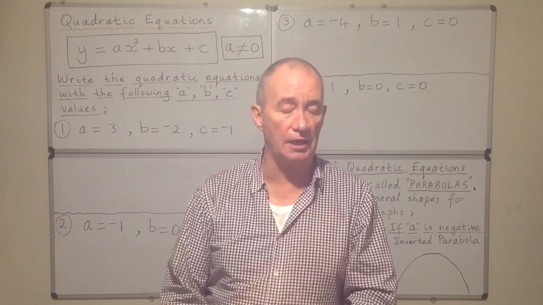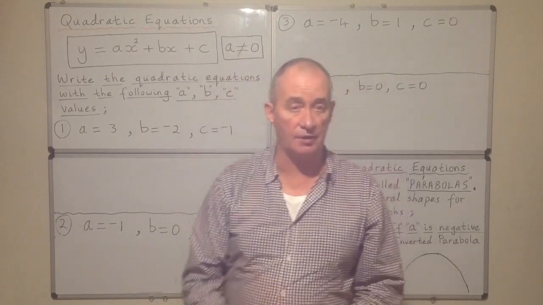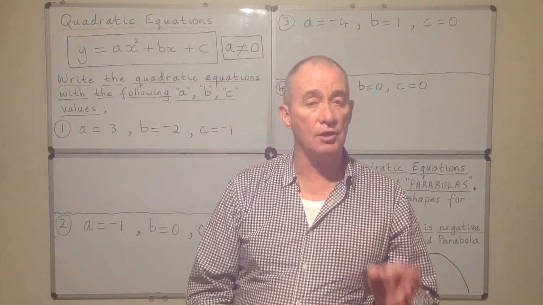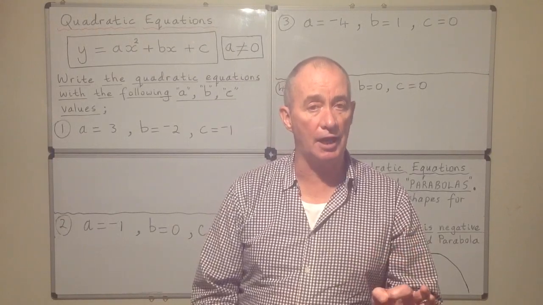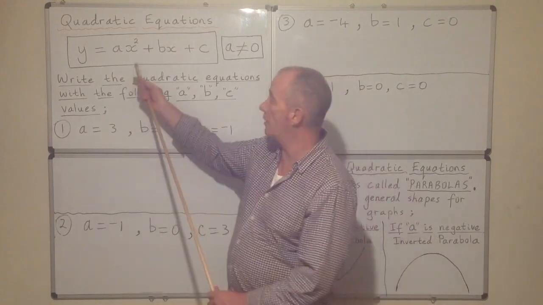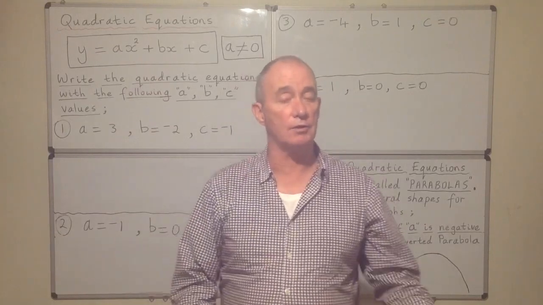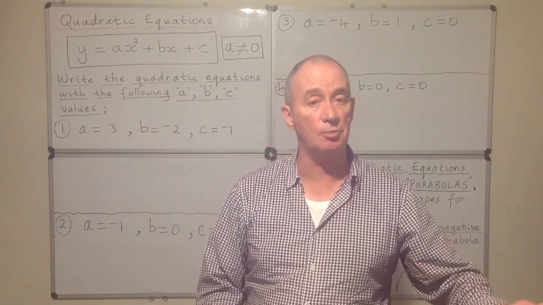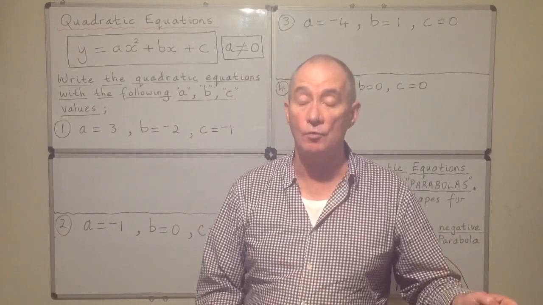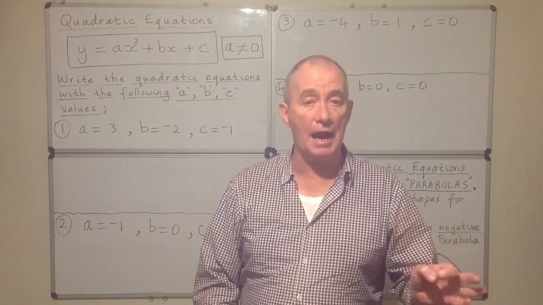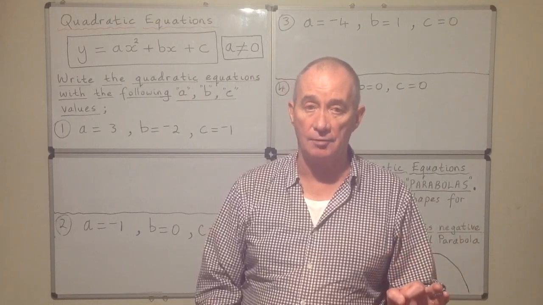A, b and c can be any number values at all, except a is not allowed to be 0. The reason for that is quadratic equations must contain x squared. And if a was allowed to be 0, we would have 0 multiplied by x squared. 0 multiplied by x squared is 0. Which means the x squared term would disappear altogether, and the equation would not contain x squared. Therefore, it would not be a quadratic equation. So, a, b and c can be any number values at all, except a is not allowed to be 0.